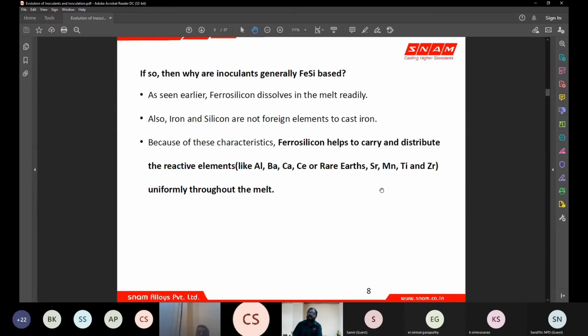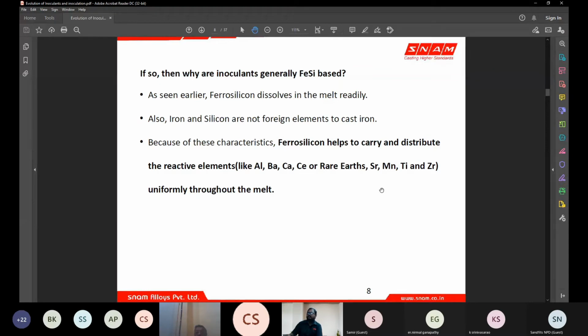So it has got iron and silicon, and those are not foreign elements to cast iron. So these elements do not create any harmful effect to the liquid metal. And ferrosilicon helps in giving silicon, which works like a carrier of other inoculating elements. Like for barium or calcium or cerium or any other inoculating elements to work, silicon plays like a supporting character.